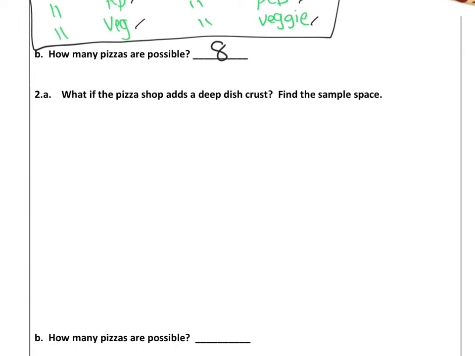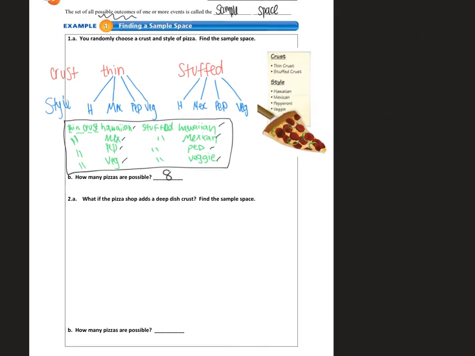Find the sample space. Okay, so if it's adding this deep dish, that could now become a new crust. So we could just add on to our original tree diagram. So deep dish. And you could have all four again: Hawaiian, Mexican, pepperoni, or veggie. Okay, so the sample space would then include all four of these along with these 8. Okay, so that would make 12 possible different types of pizzas.